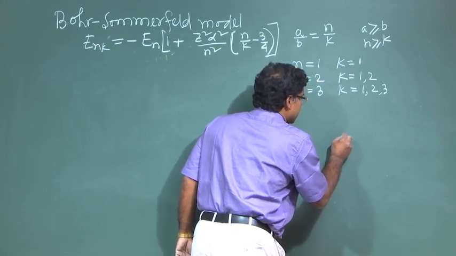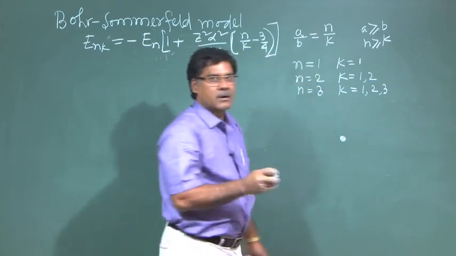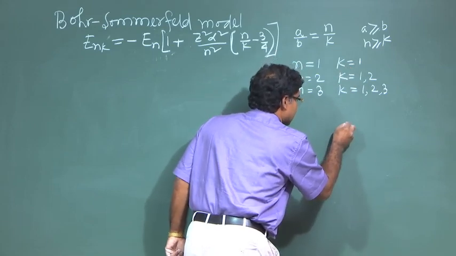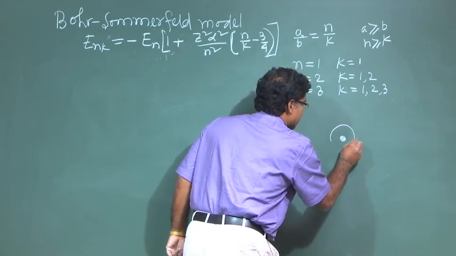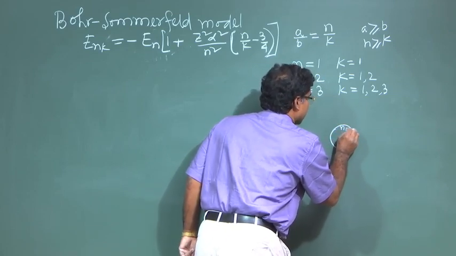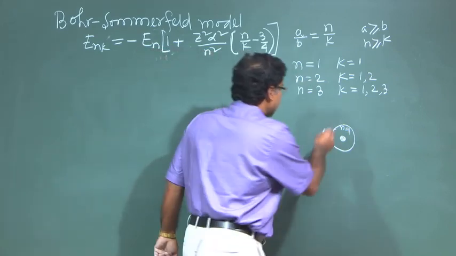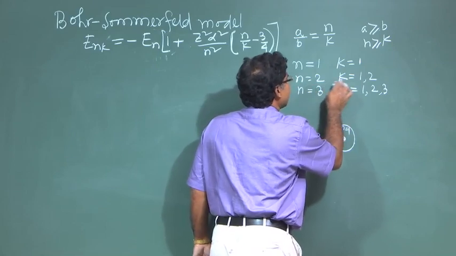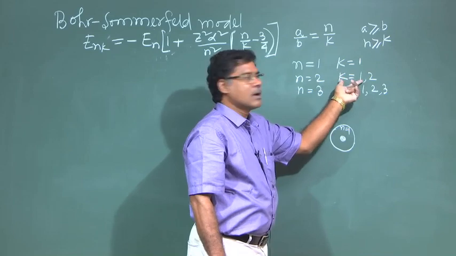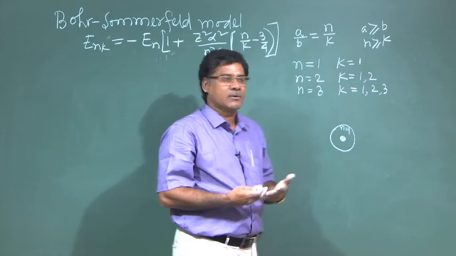So, if I draw, we have a nucleus. For n equal to 1 we will have this first orbit, which will basically be circular. So, that is n equal to 1. For n equal to 2, I will get the next orbit. For n equal to 2, k equal to 1 and k equal to 2. So, k equal to 2, n equal to 2, that will be again circular.